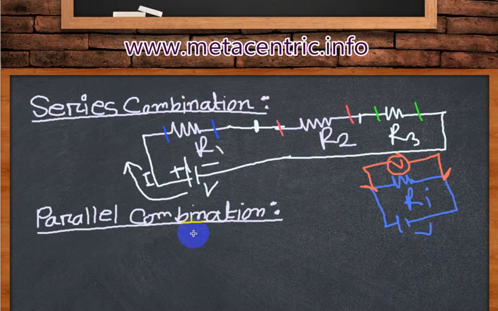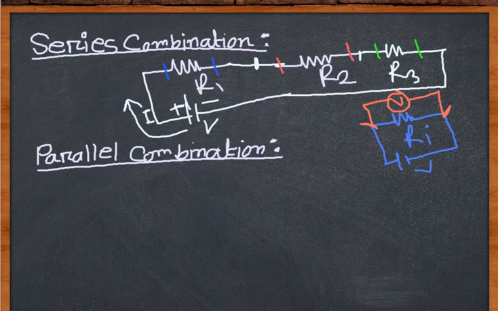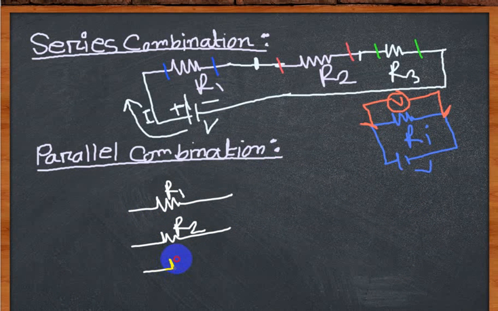Now we are heading towards parallel combination. So what is parallel combination? Suppose this is our resistor R1, this is another resistor R2, and this is another resistor R3. So these terminals are on the right side and these terminals are on the left side.